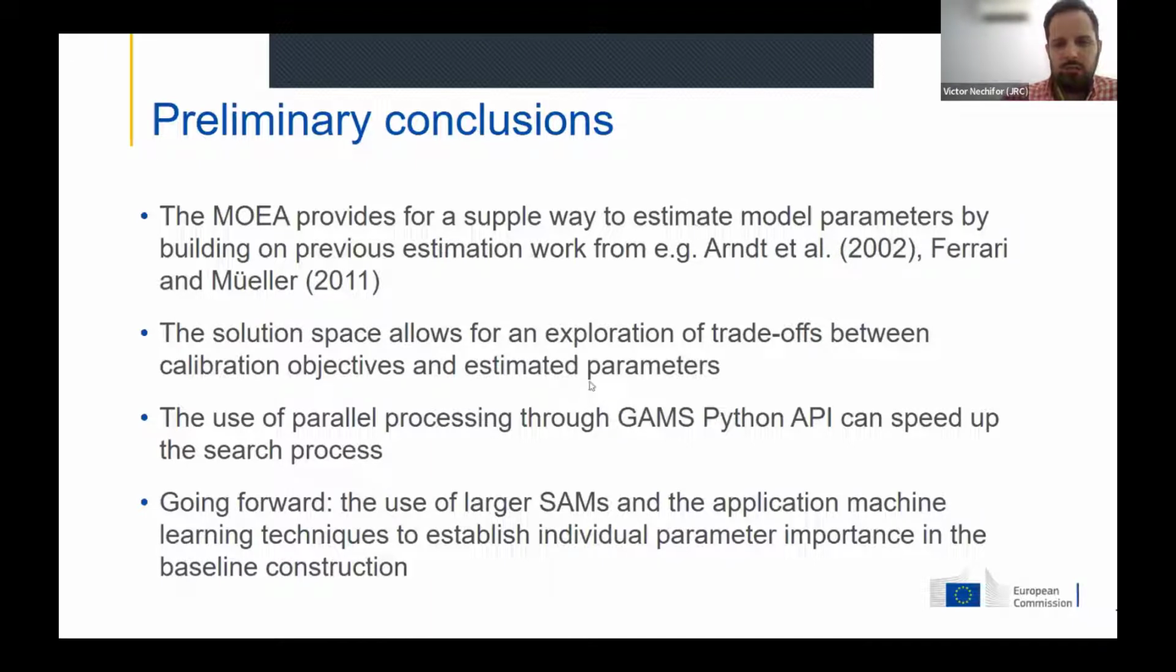Because the evaluation of the CG through the MOA can be very parallel, we can use parallel processing to speed up the search process. And of course, looking forward, we're planning to use it on a properly full-blown SAM, so a large SAM with 50-something sectors.